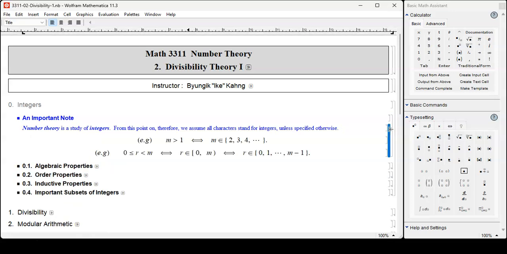Here's an example. If I say m is greater than 1, that means m is either 2, 3, 4, and so on and so forth. So m is greater than 1 means m is greater than or equal to 2. They're the same. No 1.1, no 1.75, anything like that. And here's another example. r greater than or equal to 0 and strictly less than m means r is 0, 1, 2, 3, and so on, all the way up to m minus 1, not m. Those kind of things.